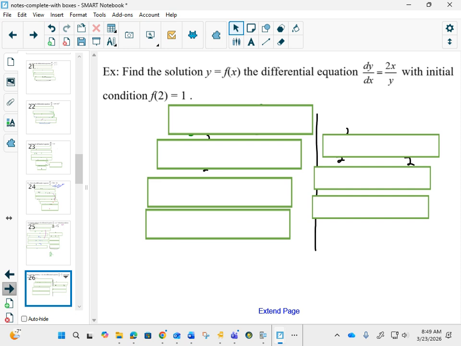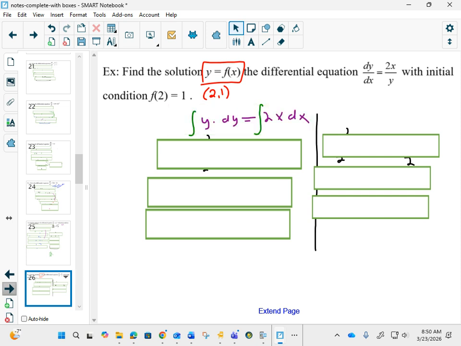Again, it starts with find the solution. So if you have a differential equation, you are trying to find the solution. And in this case, it's listed as y equals something. So in this solution, they do want you to simplify to get y by itself in the end. This initial condition tells us we have that when x is 2, y is 1.